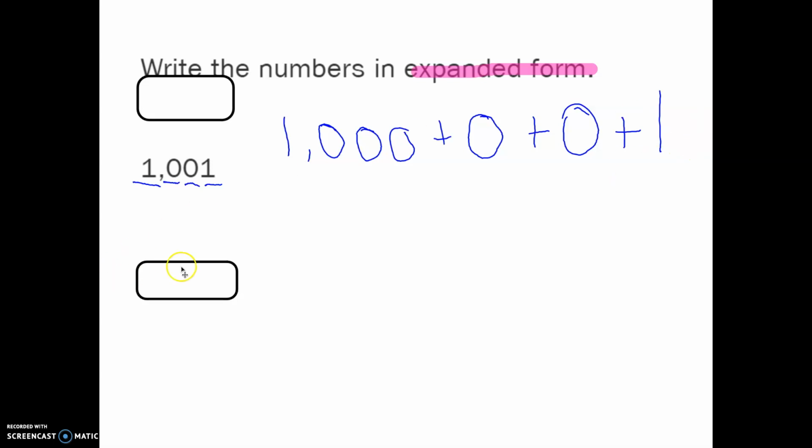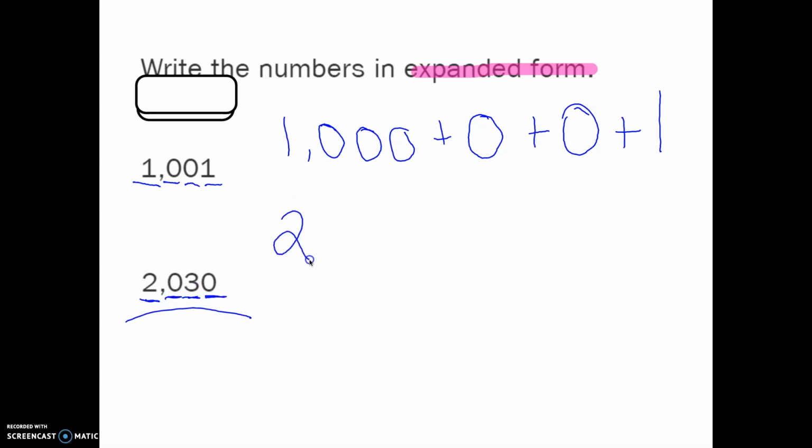And lastly, let's do 2030. 4 digits. I've got a thousands place, a hundreds place, a tens place, and a ones place. That 2 is in the thousands place. That's 2000, because I have 2 thousands. 2 thousands is 2000.